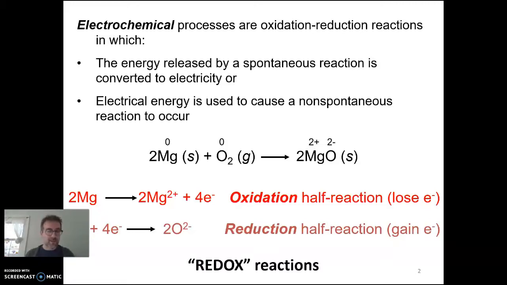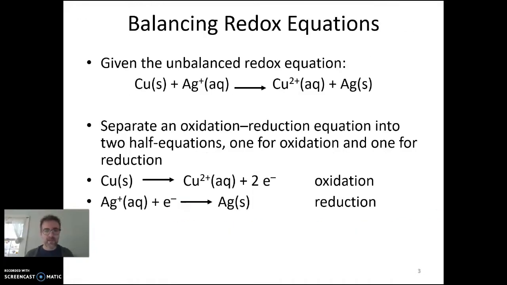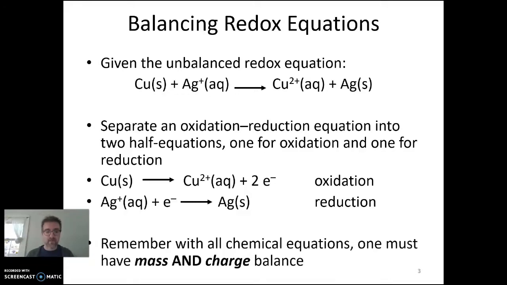And another word that we use for oxidation-reduction reactions is redox reactions. I'll say that a lot. So to balance redox reactions, we are typically first given the unbalanced redox equation, and then we separate them into half equations or half reactions, one for the oxidation part and one for the reduction part. And then we have to balance all mass and all charge.